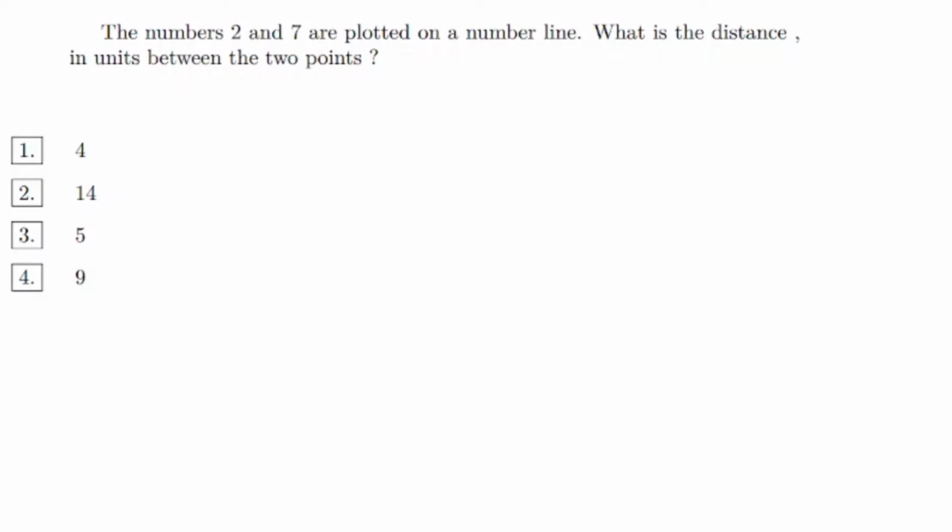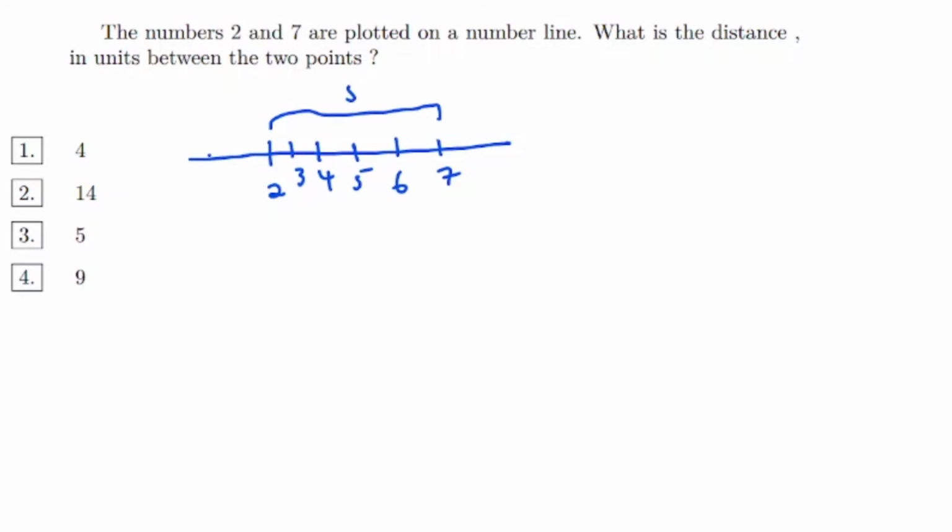The numbers 2 and 7 are plotted on a number line. What is the distance in units between these 2 points? So one way to do this again is you draw the number line. And you have a 2 here, you have a 3 here, you have a 4 over there, you have a 5, you have a 6, and you have a 7 here. So it's 1, 2, 3, 4, 5. So this distance looks like it's 5.